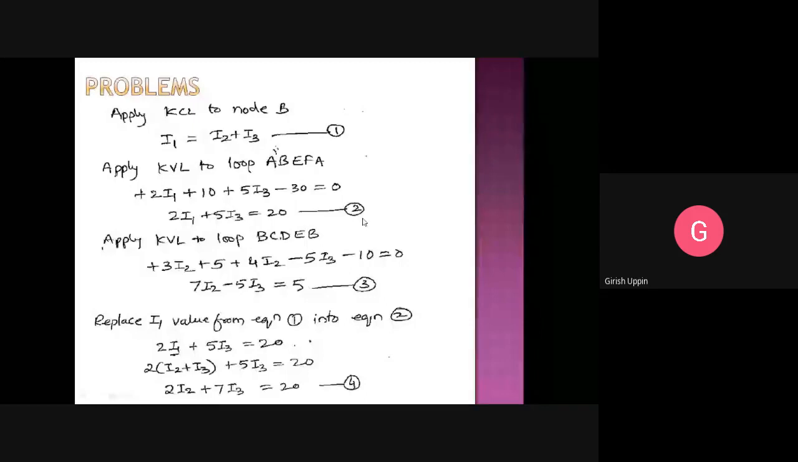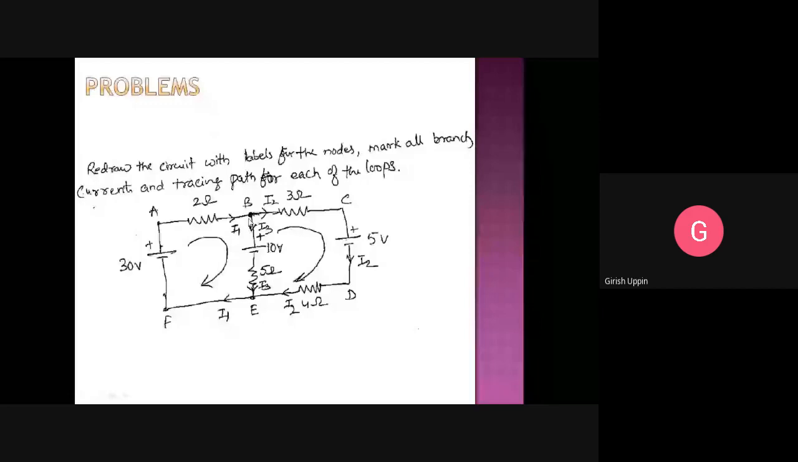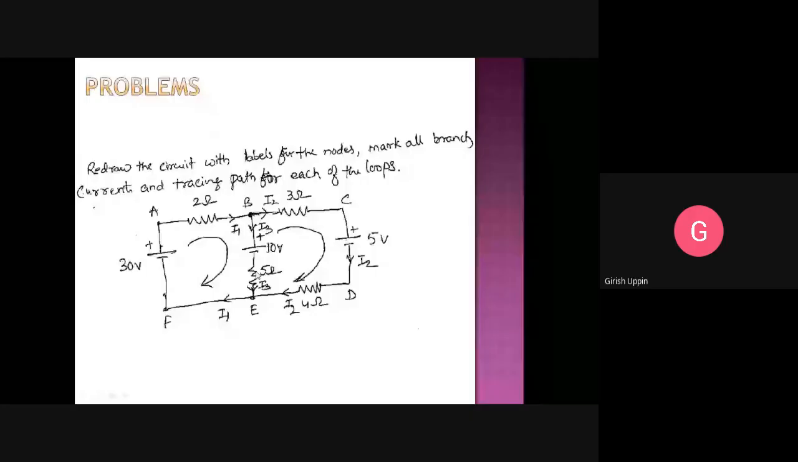Now apply KVL to loop B, C, D, E, B. You can choose to apply the KVL to this loop, or if you want to apply it to the other loop, that is also fine. Anything is fine, you will get the answer. So if you apply it to this loop, we start from the node B. B, C, D, E, B. Applying the KVL, we start with node B.